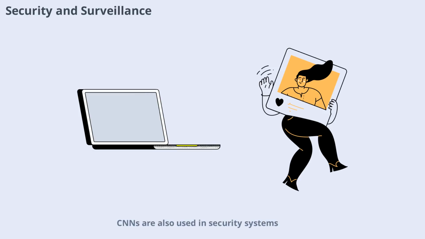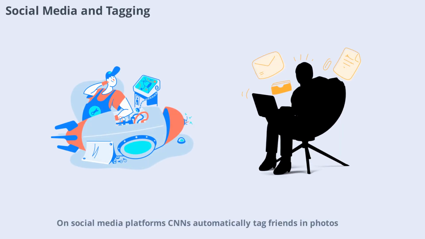CNNs are also used in security systems to monitor video feeds and detect suspicious activities. They can identify faces, track movements, and even recognize unusual behavior, making public spaces safer and more secure. On social media platforms, CNNs automatically tag friends in photos, filter inappropriate content, and organize images. Their ability to understand visual content has transformed how we interact with and share photos online.